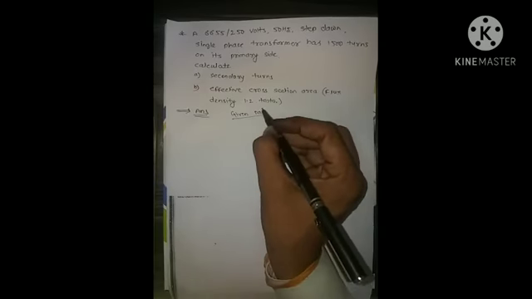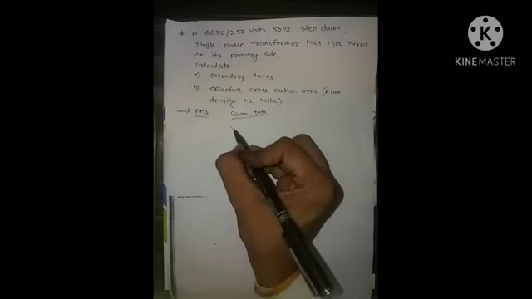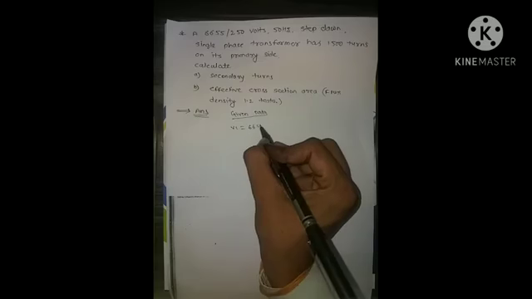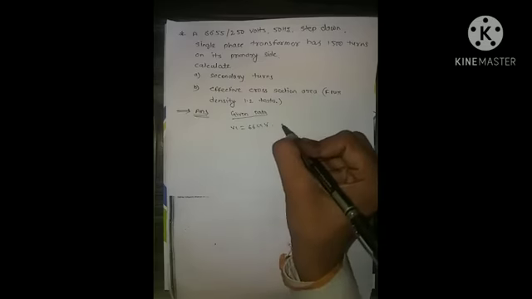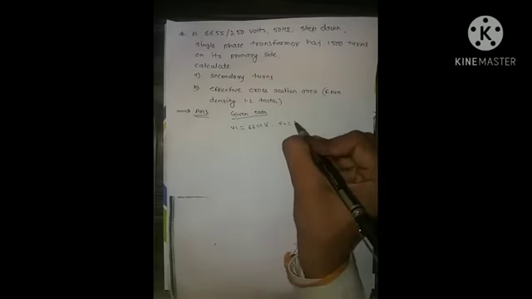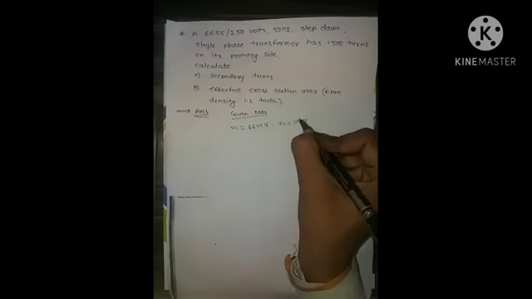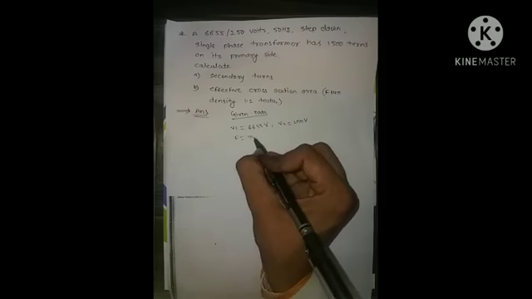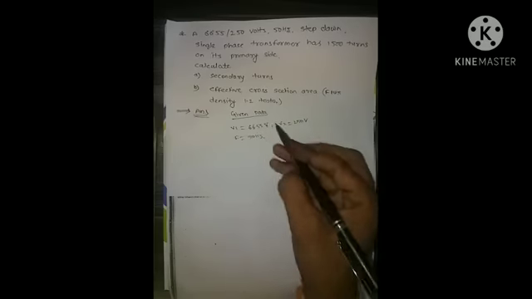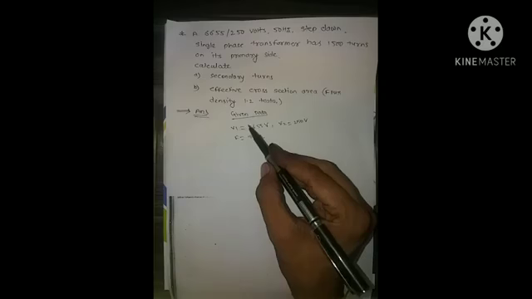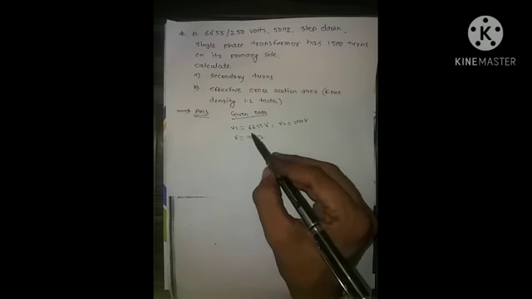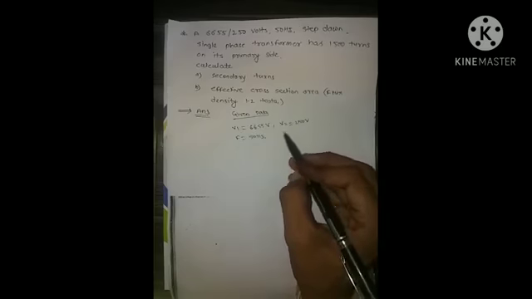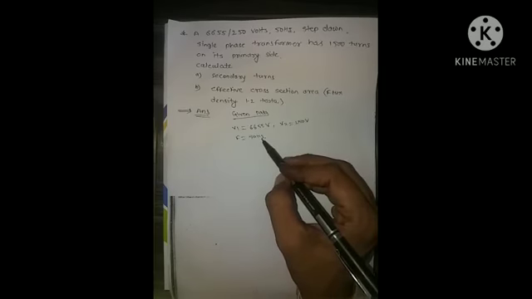Given data. So what is given here? V1 equals 6655 volt, V2 is given 250 volt, and the frequency is given, F equals 50 hertz.